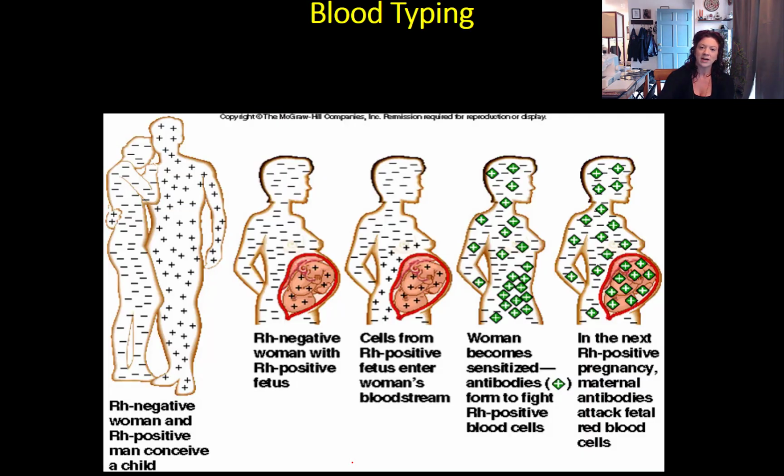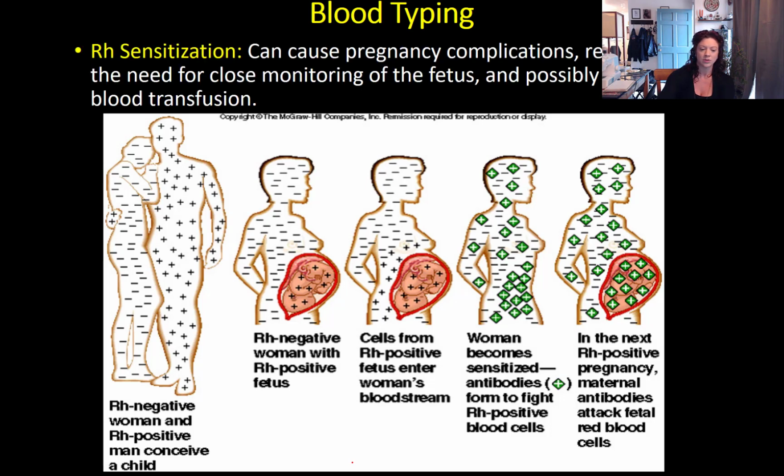One thing about Rh factor that's interesting is a condition that can develop as a result of pregnancy. It's called Rh sensitization. If it occurs, it can cause pregnancy complications, resulting in the need for close monitoring of the fetus, even in extreme circumstances, a fetal blood transfusion. And this occurs in second pregnancies most of the time. So here's how this works. If we come down here, look at our nice little diagram. Our female here is Rh negative. Our male, our father, is Rh positive. These two individuals conceive a child.